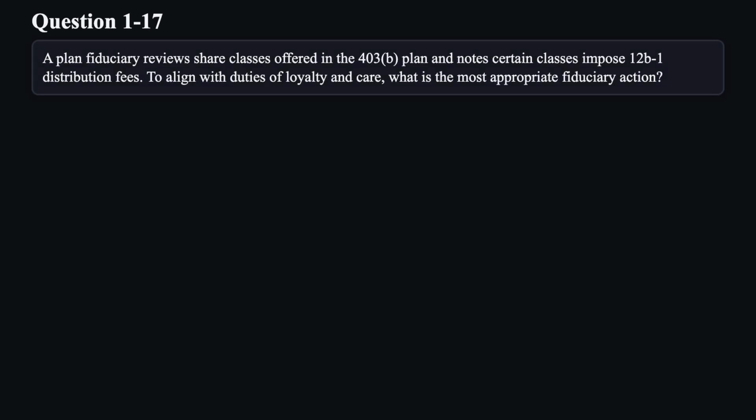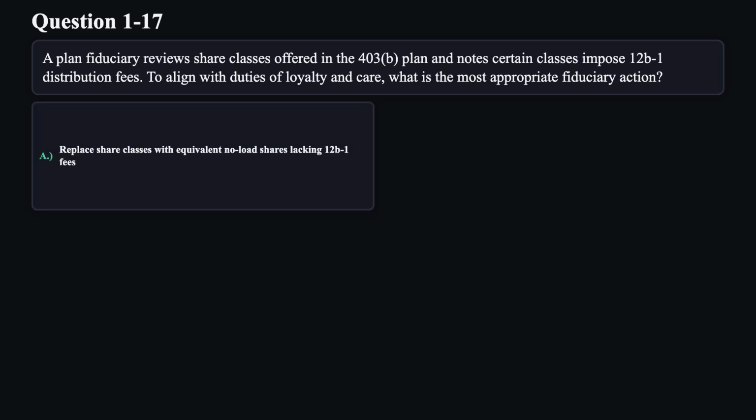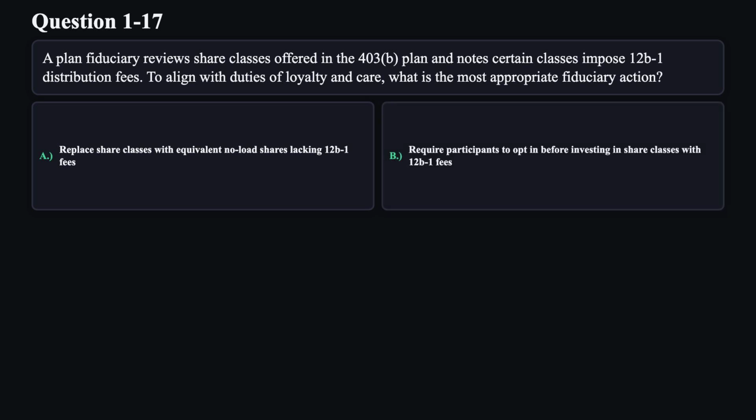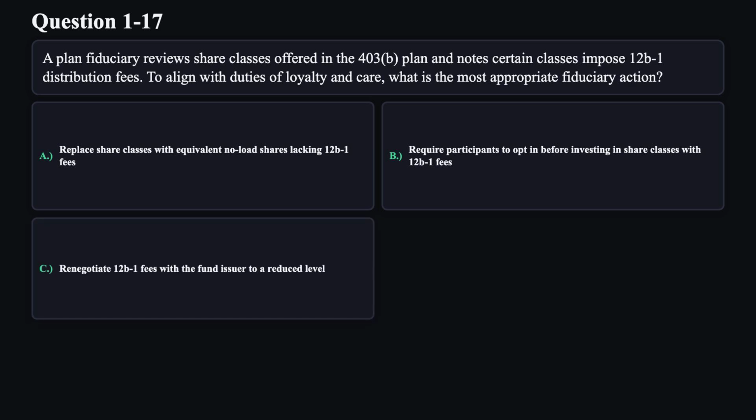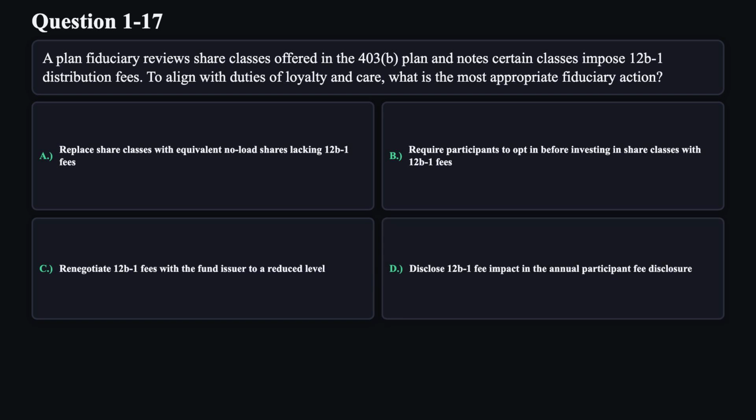Question 17. A plan fiduciary reviews share classes offered in the 403(b) plan and notes certain classes impose 12b-1 distribution fees. To align with duties of loyalty and care, what is the most appropriate fiduciary action? A. Replace share classes with equivalent no-load shares lacking 12b-1 fees. B. Require participants to opt in before investing in share classes with 12b-1 fees. C. Renegotiate 12b-1 fees with the fund issuer to a reduced level. D. Disclose 12b-1 fee impact in the annual participant fee disclosure.